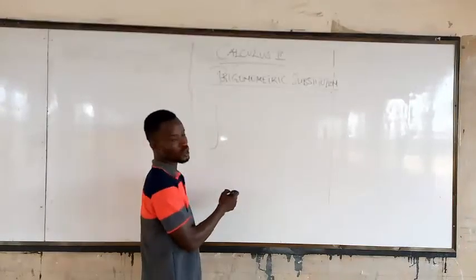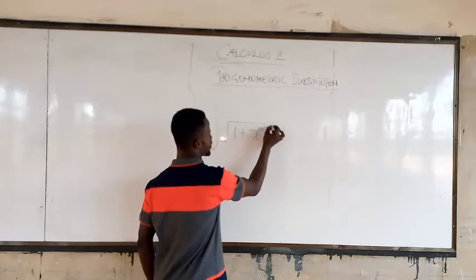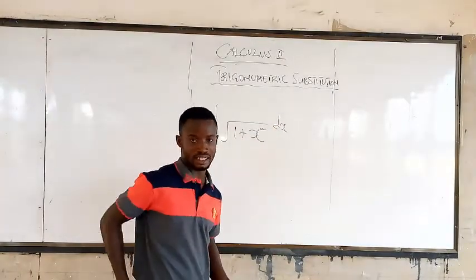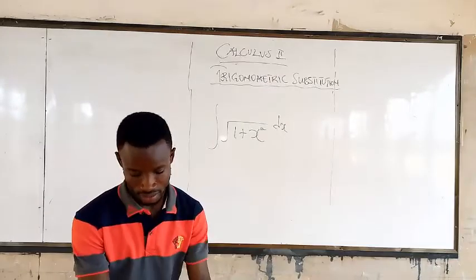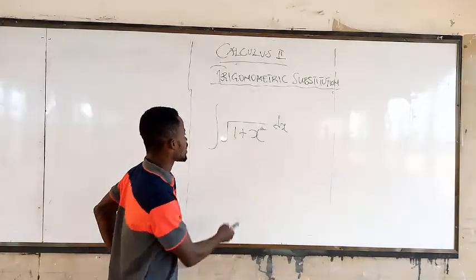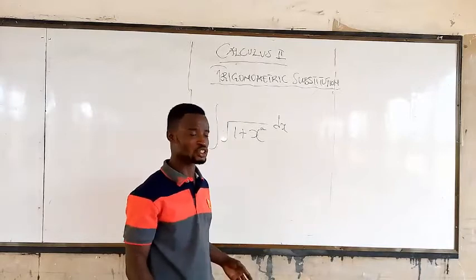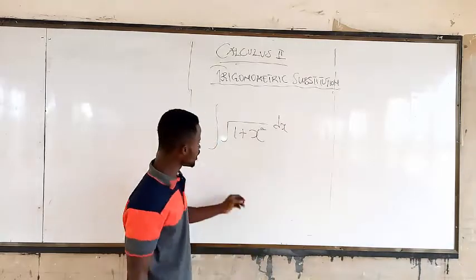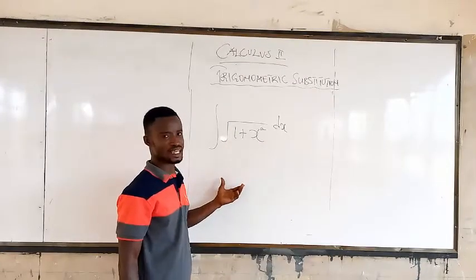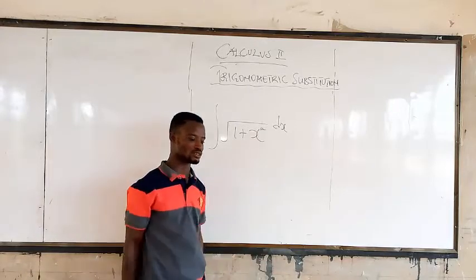But what if you have the integral of square root of 1 plus x squared dx? What if you have been given a question like this to integrate? How are you going to go about it? Can you solve this by substitution? That is, setting u to be equal to something. You see, when you set u to be equal to this and you integrate this, it's going to be something tedious for you.